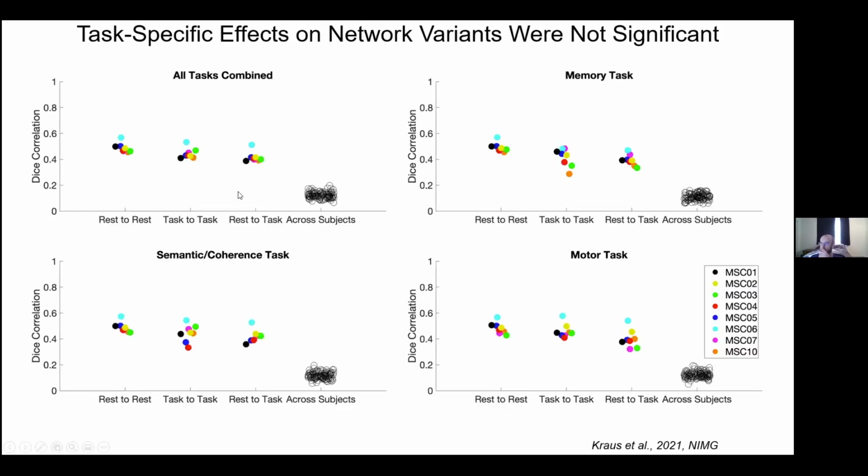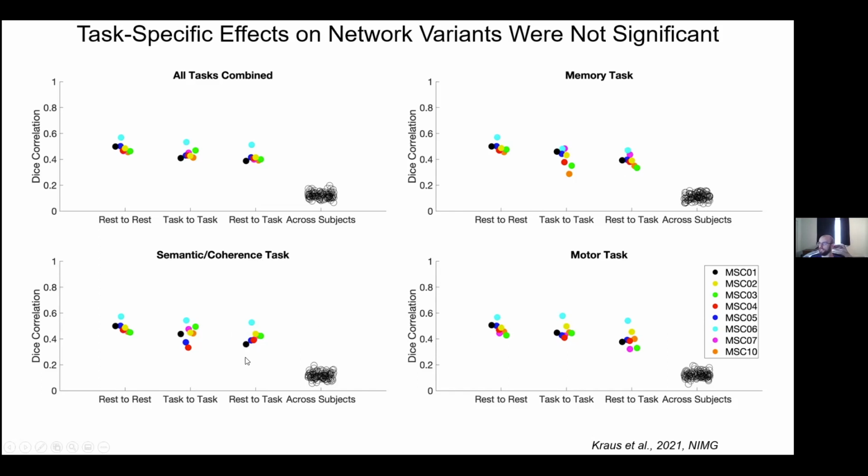And so this is what I've been showing you, which is all tasks combined. And then we broke it out by memory task, semantic coherence task, which I've been calling the mixed task, and the motor task. And as you can see here, what we're really interested in is this rest to task. So how similar is the variant spatial overlap between resting state data and task data that's matched in time? And as you can see here, there's not really a big difference. And if you run an ANOVA on this, you don't get any significant differences for rest to task.